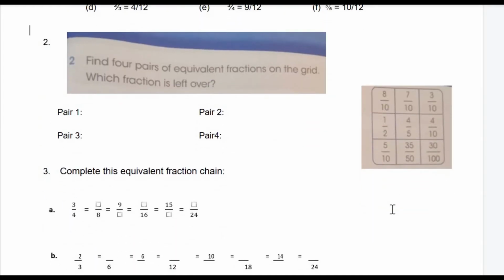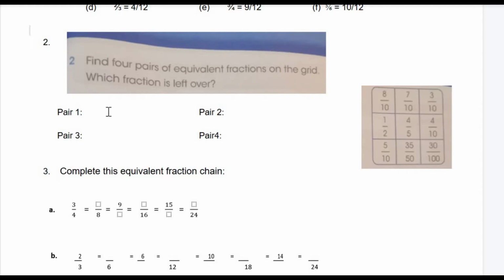Let's move on to question 2. Here, question 2 says, find 4 pairs of equivalent fractions on the grid. Which fraction is left over? We have a leftover here as well. And one thing else, a pair means 2 fractions. So we need to find 2 fractions that are equal to each other, and then we have 1 pair.